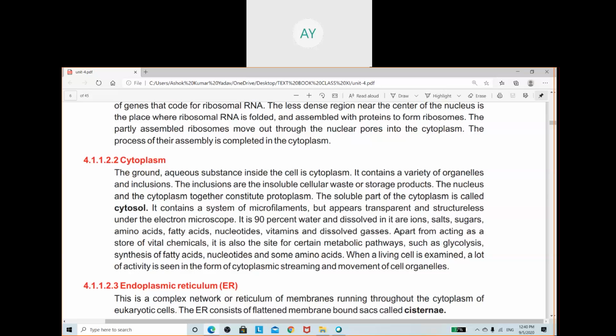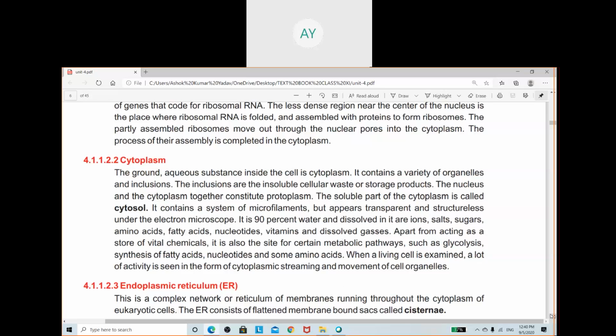So you will study in detail glycolysis, the breakdown of glucose into pyruvate, meaning whatever you are consuming through food. Through this glycolysis only we are getting the energy. Then synthesis of fatty acid. Where does fat synthesis occur? In the cytoplasm, on the smooth endoplasmic reticulum. Then nucleotide synthesis also occurs, and some amino acids. So these are very important parts of the cell.